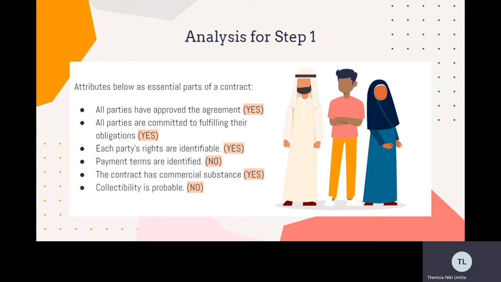First, all parties have approved the agreement. We classified this as yes, because the agreement between Mahata and Garuda was signed on 31 October 2018. This also concludes that all parties are committed to fulfilling their obligations, and each party's rights are identifiable. The next one is payment terms are identified. We classified this as no because the Mahata agreement does not contain a clear term of payment.